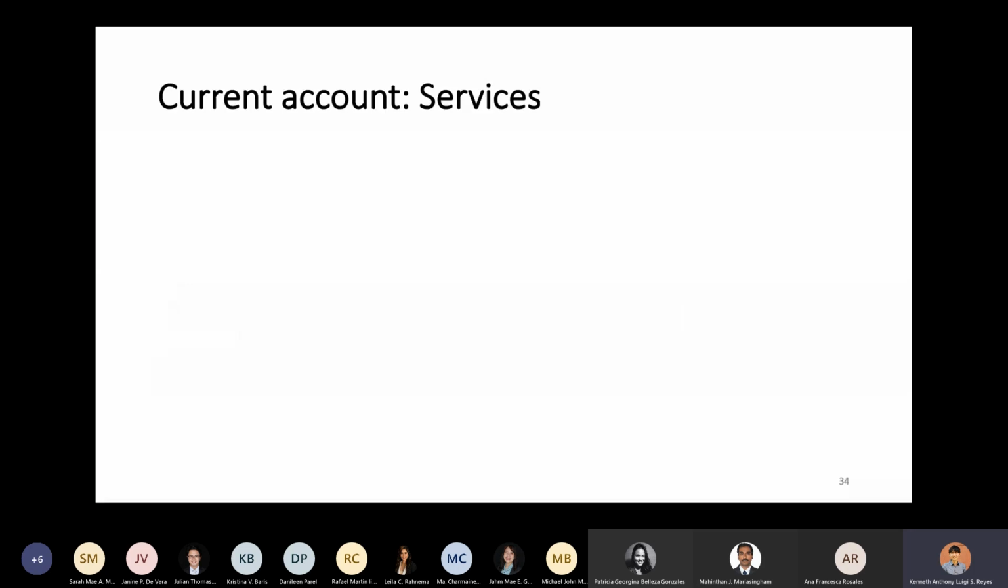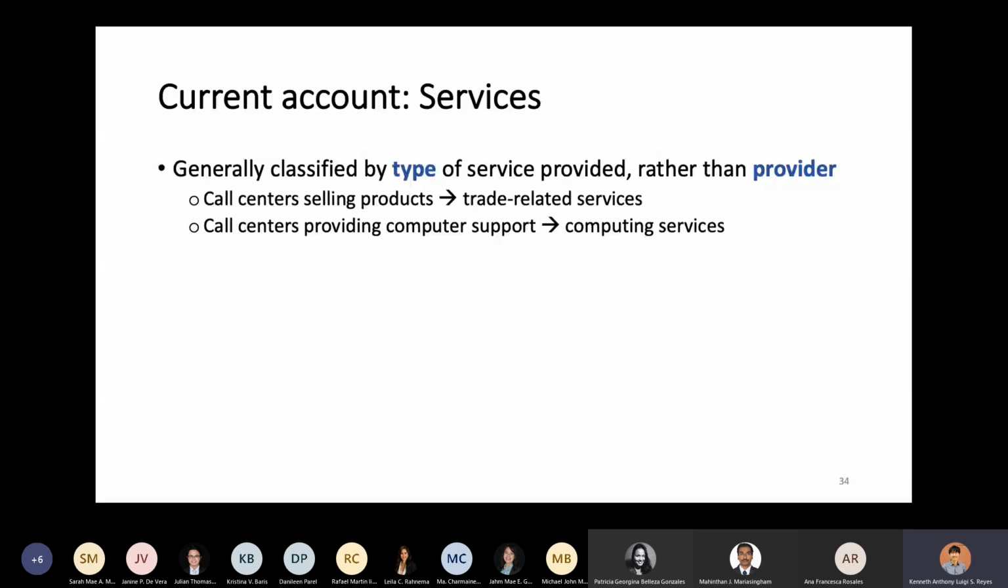Services trade are generally classified by type of service rather than provider. So it doesn't matter who the person is conducting the transaction. It's about what type of service they are providing. For example, a call center that sells products will be counted under trade-related services, but the same call center providing computer support will be counted under computing services.